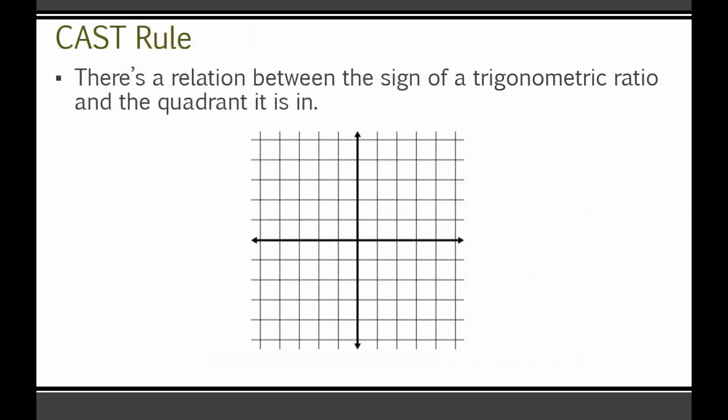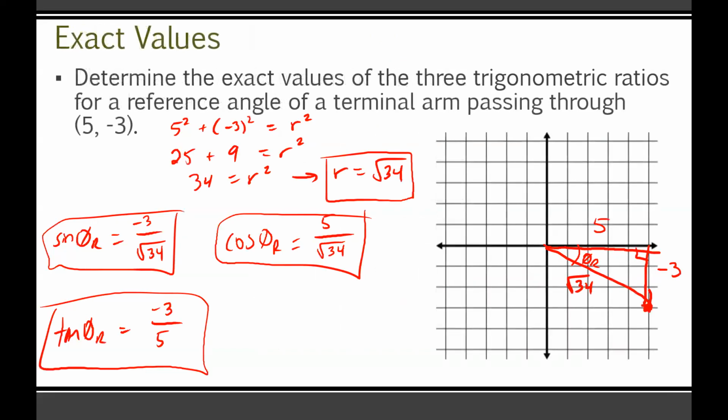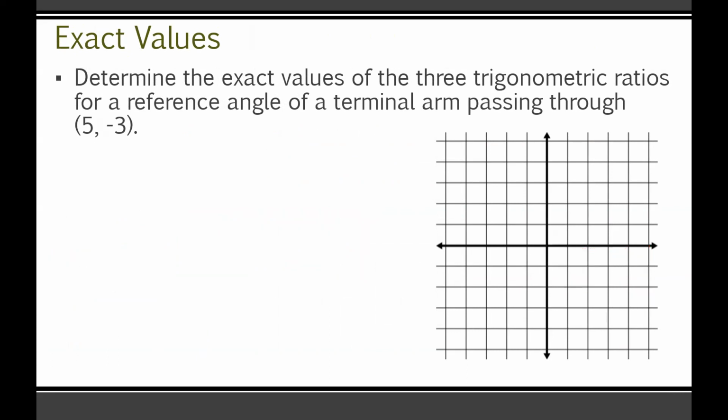Okay, just to summarize here, there's a relation between the sign, positive or negative, of a trig ratio and the quadrant it is in. You might have noticed in some of these previous examples, some of them are positive and some of them are negative. In this example we just did, sine and tan were negative, but cosine was positive. What the heck? Well, let me just tell you.